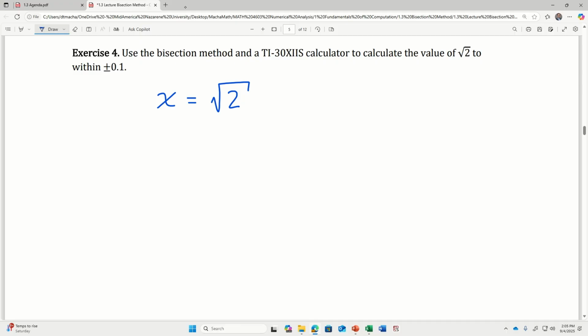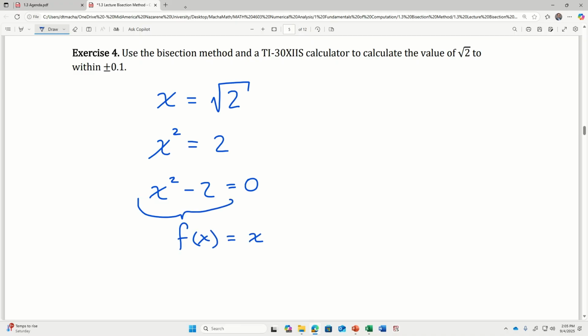And don't type in square root of 2 in your calculator. Instead, I want you to do this. If x is square root of 2, x squared must be 2. And that means x squared minus 2 must be 0. So take a look at this function, f of x equals x squared minus 2, and then find the 0 of this function.